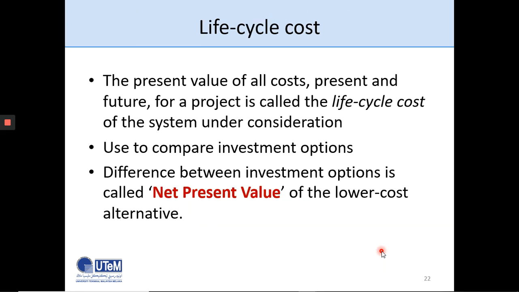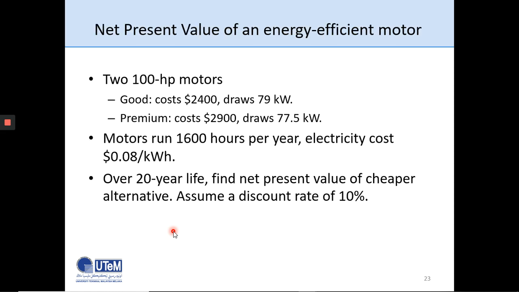Next we look at the life cycle cost. The present value of all costs, present and future, for a project is called the life cycle cost of the system under consideration. And it is used to compare investment options. The difference between the investment options is called the net present value of the lower cost alternative. Now, what does this jargon mean? Better for us to look at the example.